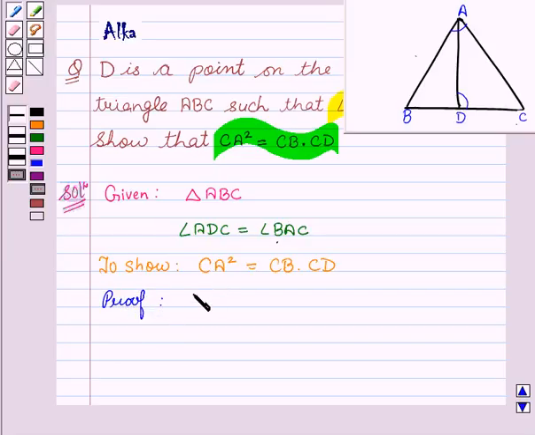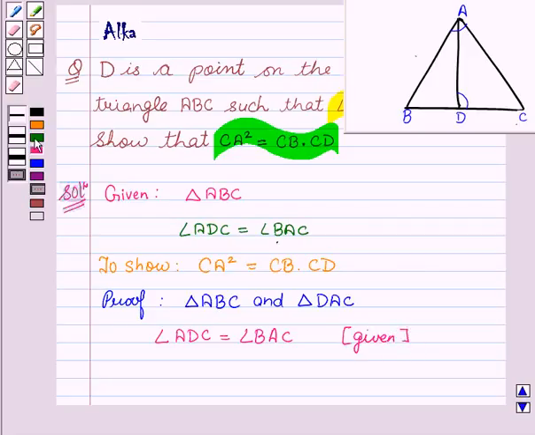Now, in triangle ABC and triangle DAC, we have angle ADC equal to angle BAC. This is given to us. Now, we can see from both the triangles ABC and DAC that C is the common angle. Therefore, we can say that angle C equals angle C because this is a common angle.